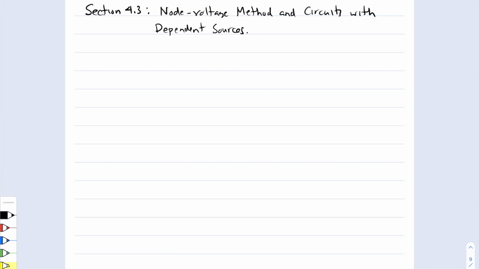Now, I'm going to show you how to handle circuits with dependent sources using the node voltage method through an example. And I'll show you that as we're going through the analysis, there does come a certain point at which we're stuck, right? But there is a workaround to getting stuck. So consider the following circuit.